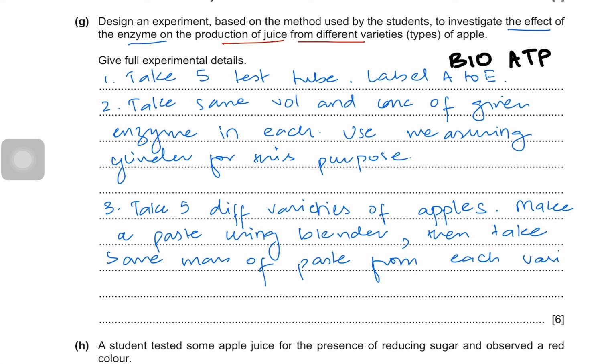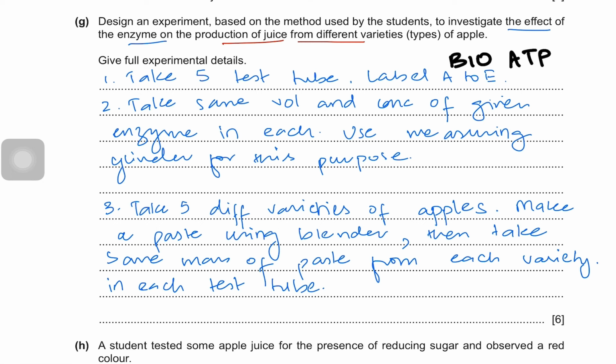because you can't change the mass, right? Varieties is already different now, so you can't change the mass anymore. So take different varieties, make their paste, but add the same mass of paste from each variety in each test tube. So apple variety A goes into test tube A, apple variety B goes into test tube B, apple variety C goes into test tube C, and so on.